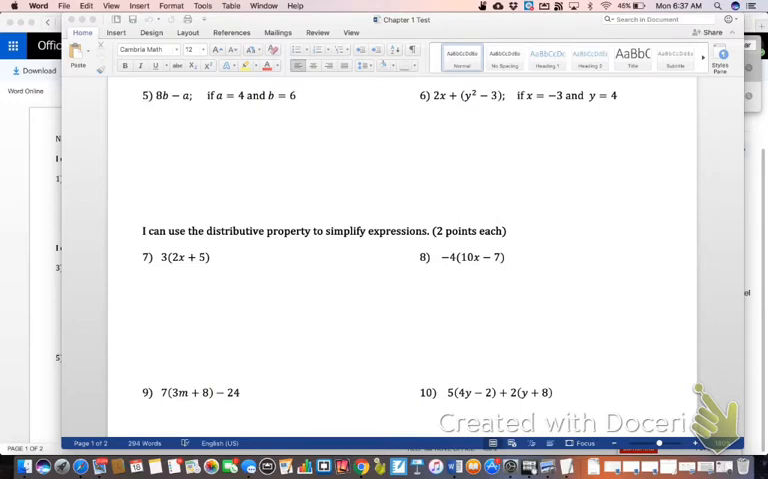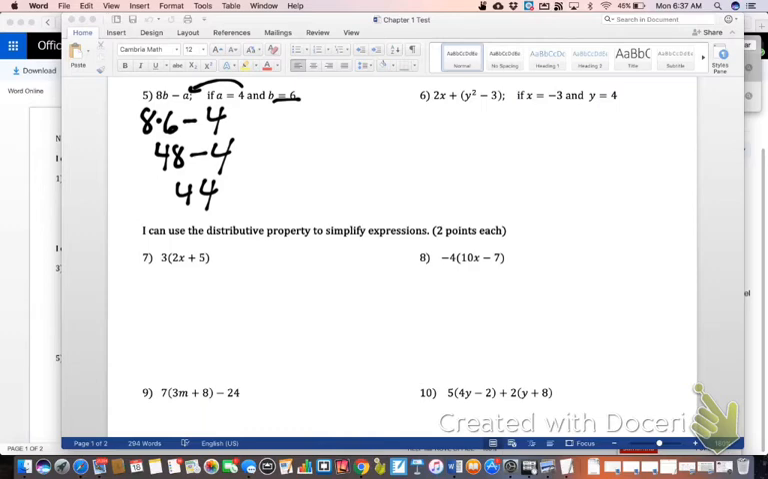Number 5, I need to substitute these values in first. So instead of A times B, I'm going to do 8 times B. I'm going to do 8 times 6. And then I'm going to subtract 4, because I'm putting in 4 for A. So 8 times 6 is 48. Take away 4 means I have 44.